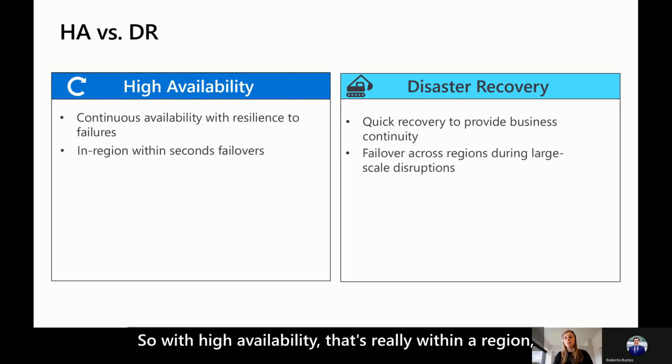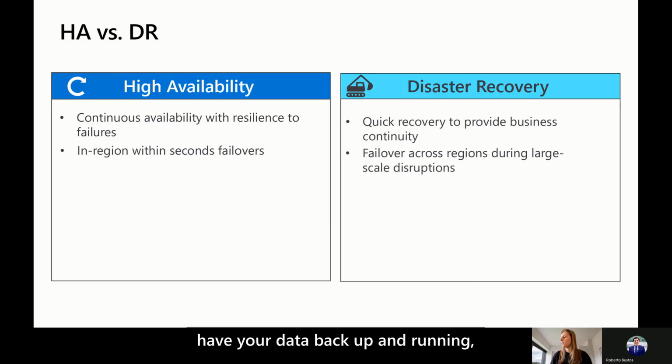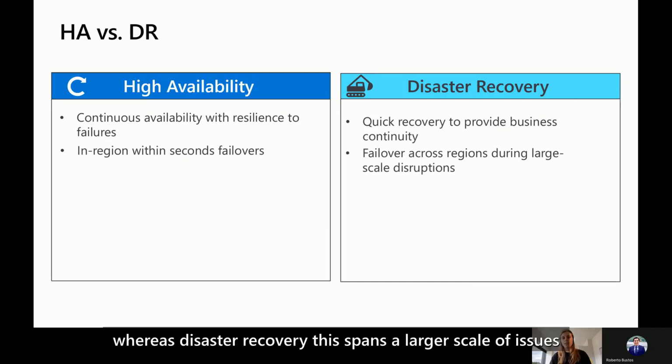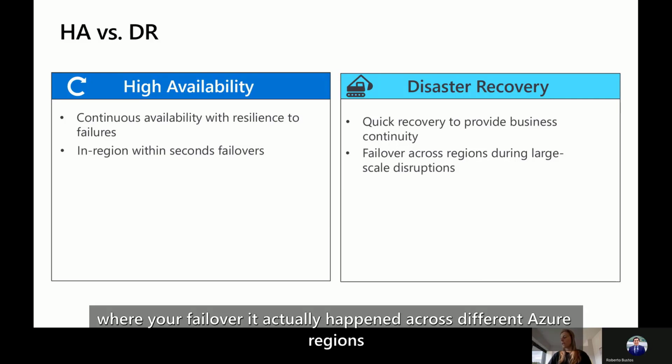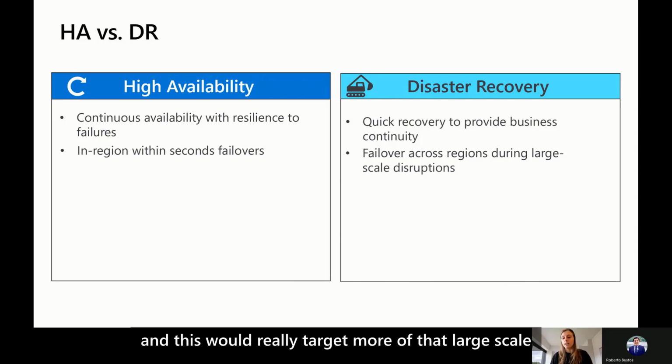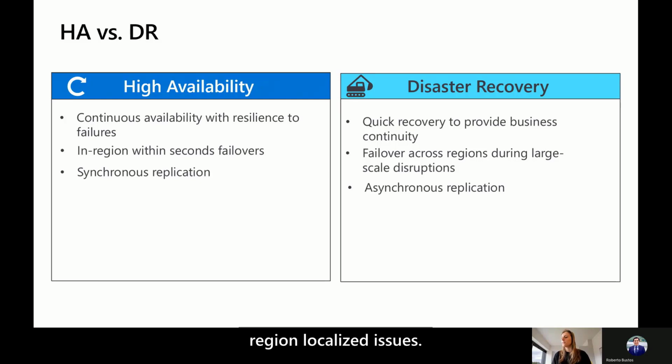So with high availability, that's really within a region, so it's a more localized issue. And failover happens within the magnitude of seconds, so it's really being able to quickly recover and have your data back up and running. Whereas disaster recovery spans a larger scale of issues where your failover would actually happen across different Azure regions. And this would really target more of that large scale type of disruption than high availability, which focuses on a within region localized issue.